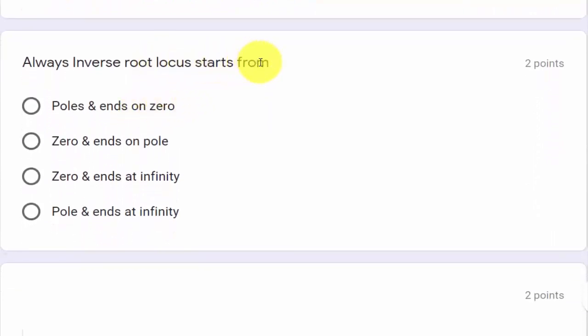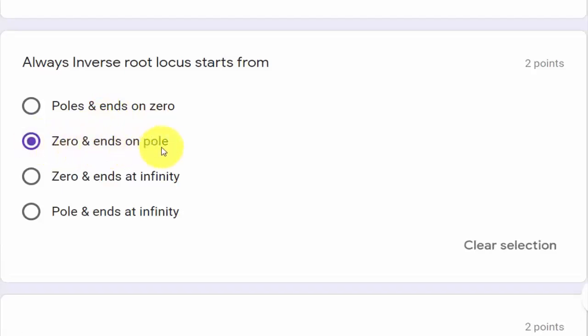Always, inverse root locus starts from 0 and ends at pole. But in the case of root locus, it starts from pole and terminates at 0. This is very important.